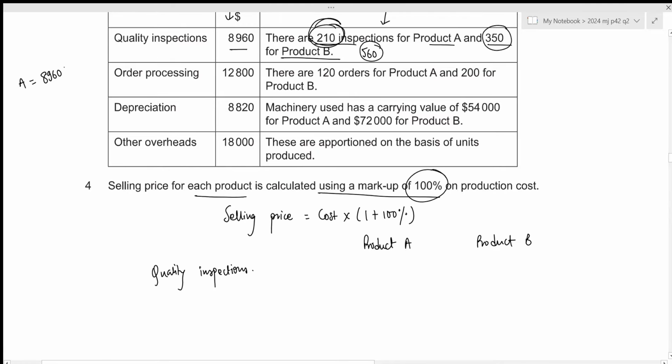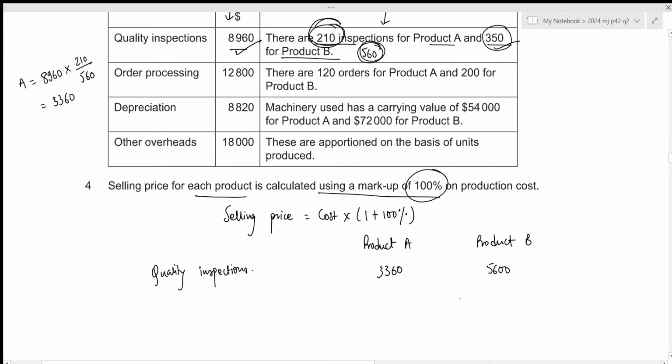We always start with the total overhead. Then we divide by the appropriate fraction, which in this case is 210 by 560. That results in 3,360. Then we repeat the same process for product B. That will be 8,960 times 350 divided by the total of 560, which results in the amount of 5,600.